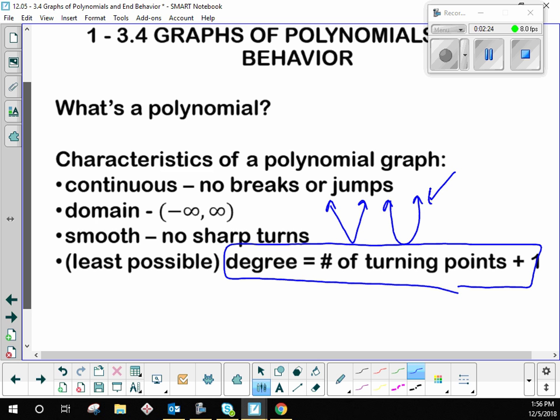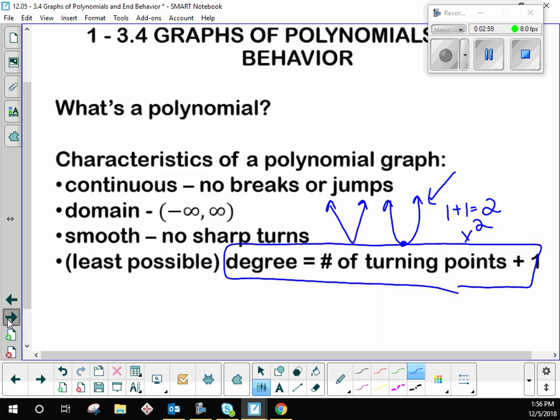Like, for example, I just drew this as x squared. A turning point is where the graph turns from one direction and goes completely in the opposite direction. It doesn't just kind of shimmy. It completely turns. So like this is a turning point right here. This graph has one turning point, and if I add 1 to it, what would I get? 1 plus 1. What is that? 2. That would be the least possible degree of that graph, which we knew already, because what is that the graph of? X squared, okay?